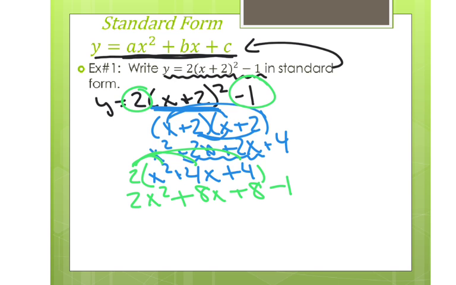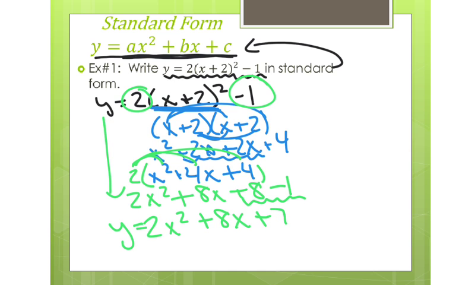And then we're just going to combine. So we'll just have 2x squared. We'll have positive 8x. And then we can combine 8 minus 1, which is positive 7. Bring down this y equals in front, and this is our equation in standard form.